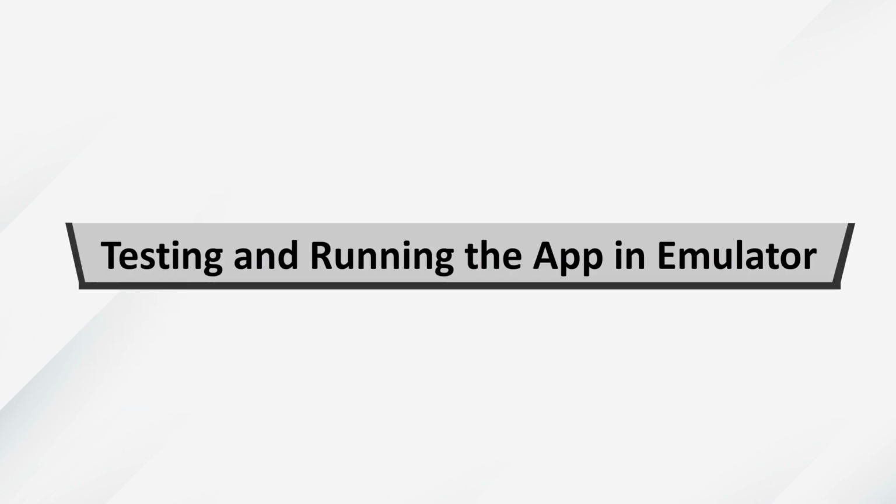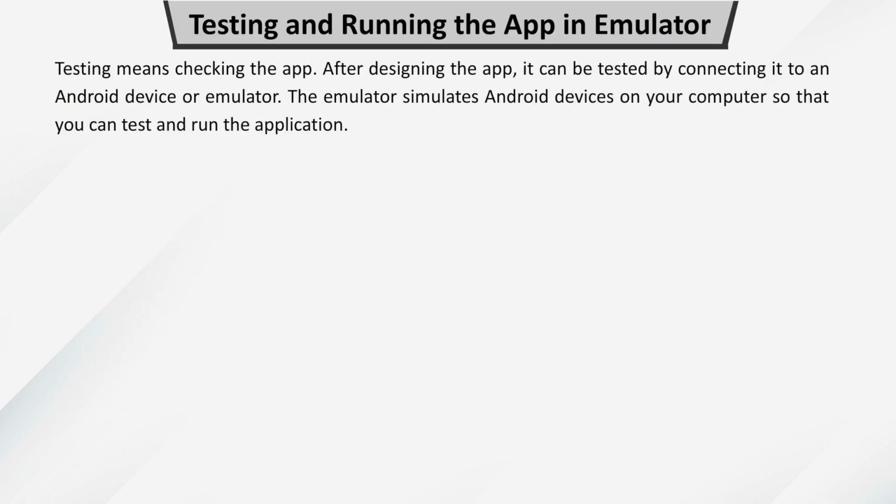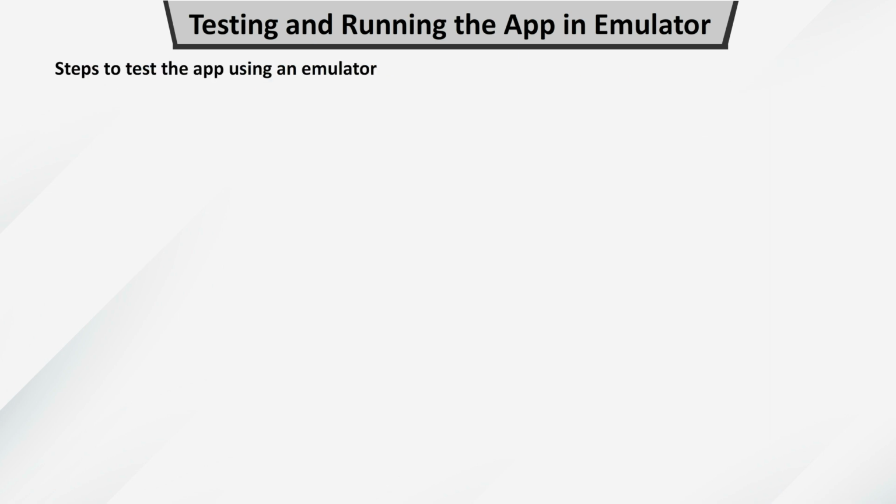Testing and running the app in emulator. Testing means checking the app. After designing the app, it can be tested by connecting it to an Android device or emulator. The emulator simulates Android devices on your computer so that you can test and run the application.